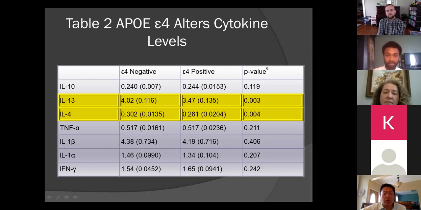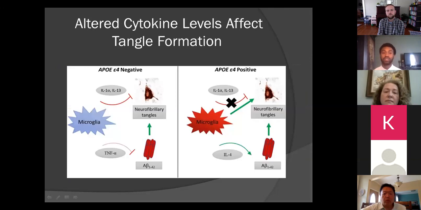And this illustration is showing you, on the left side, the APOE epsilon 4 negative patients. They do produce these certain cytokines that block these neurofibrillary tangles from getting tangled. Compared to the right side, the APOE epsilon 4 positive patients, they don't produce these cytokines. So they're allowing these neurofibrillary tangles to get the blockage from the tau proteins, which I said earlier.